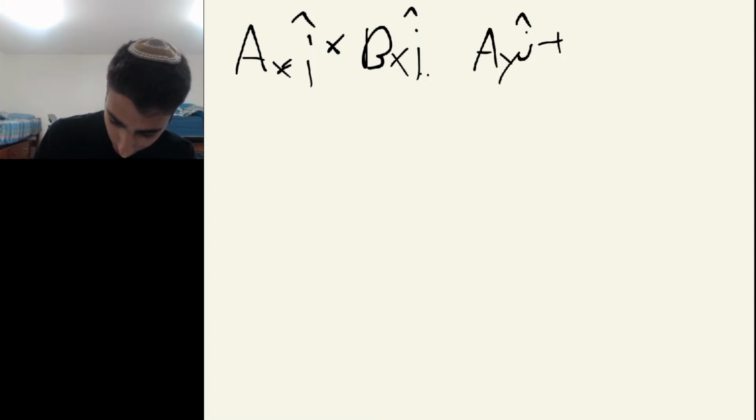Hold on. Let me get my eraser back. I want to make this look more like an I. Okay, so it's going to be that. This is all one term.